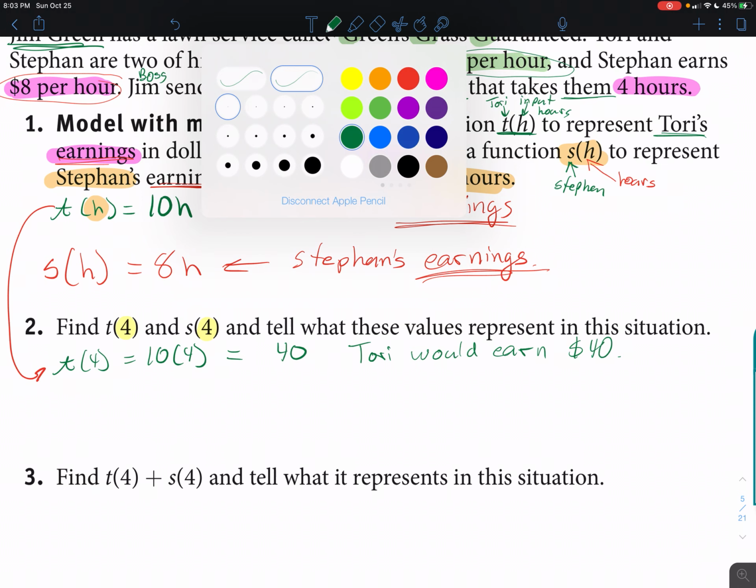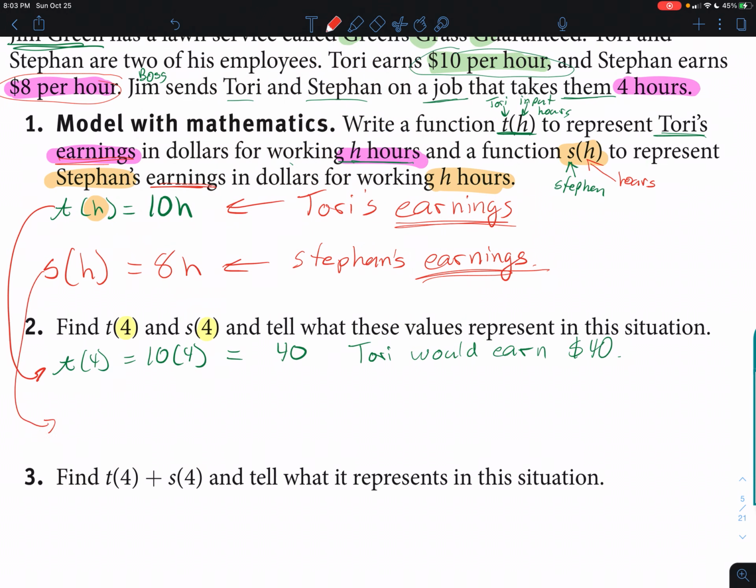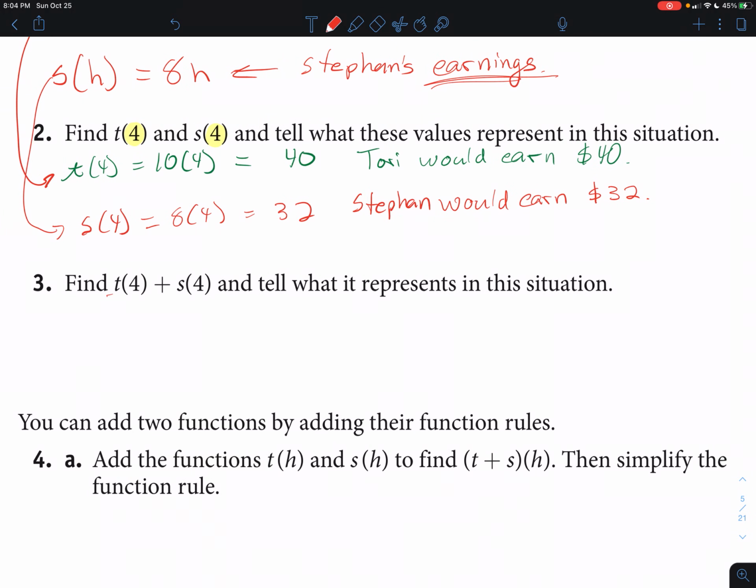And then for Stefan, which is in red, S of 4 is going to be 8 times 4, which would give us 32. This means that Stefan would earn $32. Okay, so far we've written equations, we found out how much they would both get paid for working the job. And then down here, find T of 4 plus S of 4 and tell what it represents.